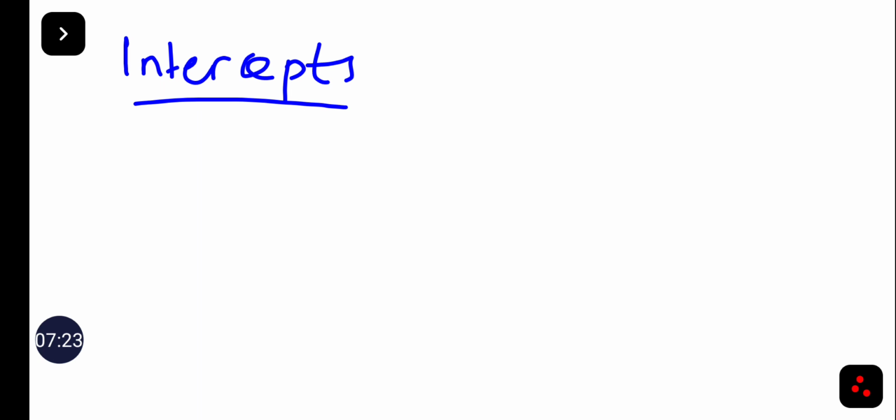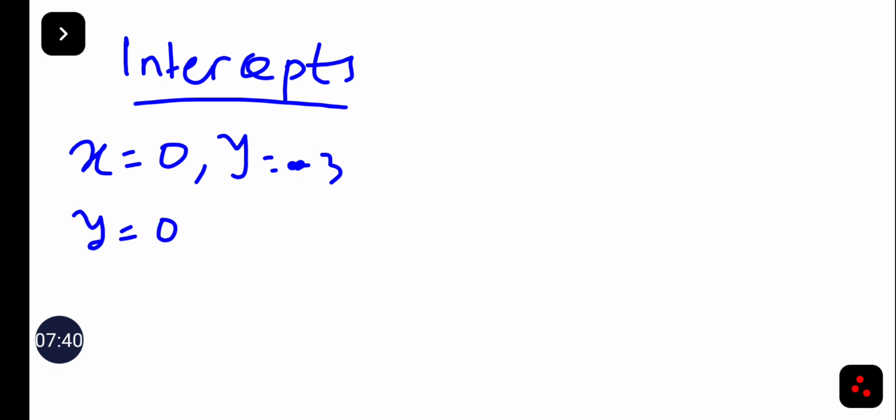Now we're going to go straight to obtain the intercepts, since we are sketching. The y-intercept from our function means x is equal to 0. When you substitute 0, we have 6 over negative 2, which is negative 3. That's our y-intercept.